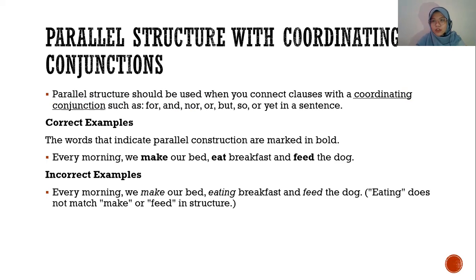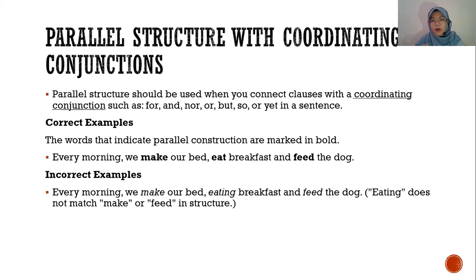If you pay attention to this sentence, you will realize that make, eat, and feed are in bold. These bold words show that they have the same structure, that is base verb. So if you use we make our bed, you couldn't use eating breakfast and feeding the dog because the structure is not the same. So this is an incorrect example of the use of parallel structure.